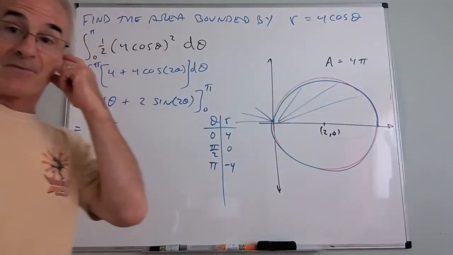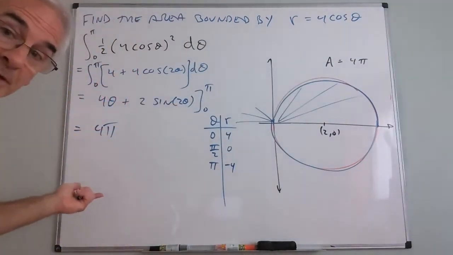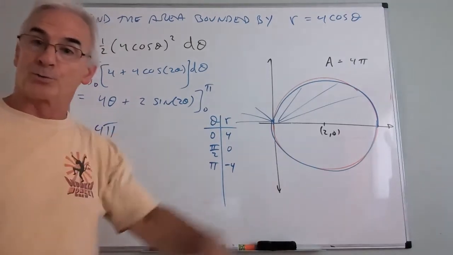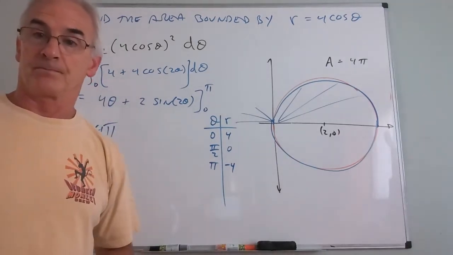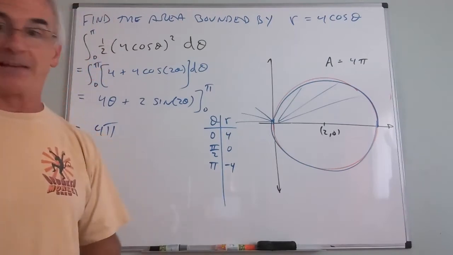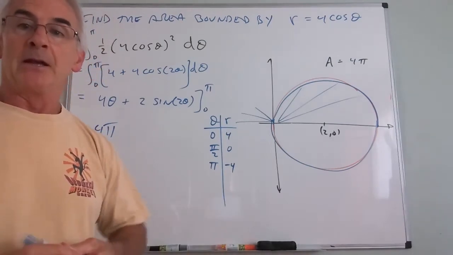Zero to pi. If I had gone 0 to 2 pi, my answer would have been 8 pi, which would have been 2 circles. So I'm working backwards. I can see it can't be 0 to 2 pi. That would have been twice as big.